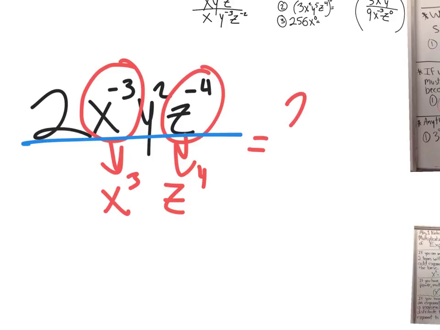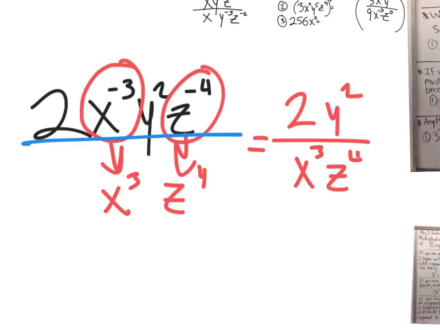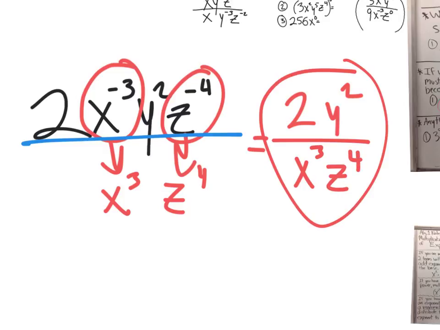It's going to be 2y squared, because the 2 and the y squared never moved. They stay up there. And the x to the third, z to the fourth is now at the bottom. That's your answer for that one. Does that make sense to you guys?